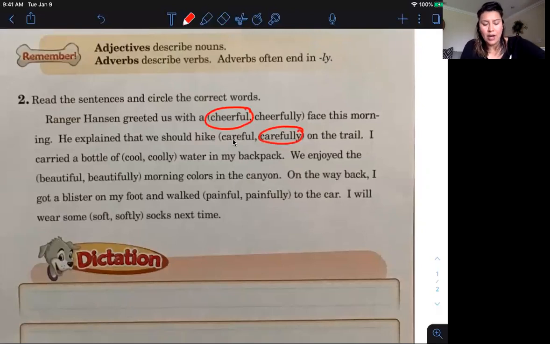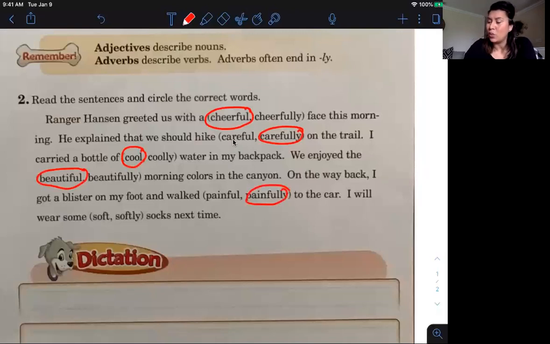I carried a bottle of cool water in my backpack, or I carried a bottle of coolie water in my backpack. Have you guys ever drank coolie water? Yeah, because it's not really a word. Coolie water doesn't exist, but cool water, yes. All right. We enjoyed the beautiful mornings in the canyon, or we enjoyed the beautifully mornings in the canyon. Nope, it's the first one. Good job. On the way back, I got a blister on my foot and walked painful to the car, or walked painfully to the car. Painfully.